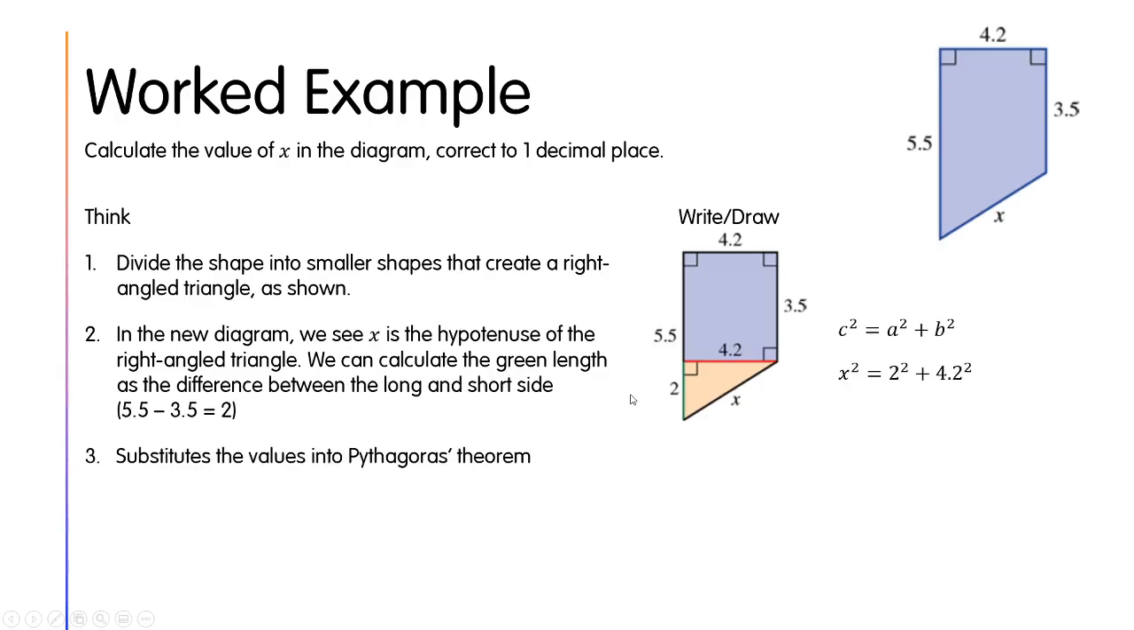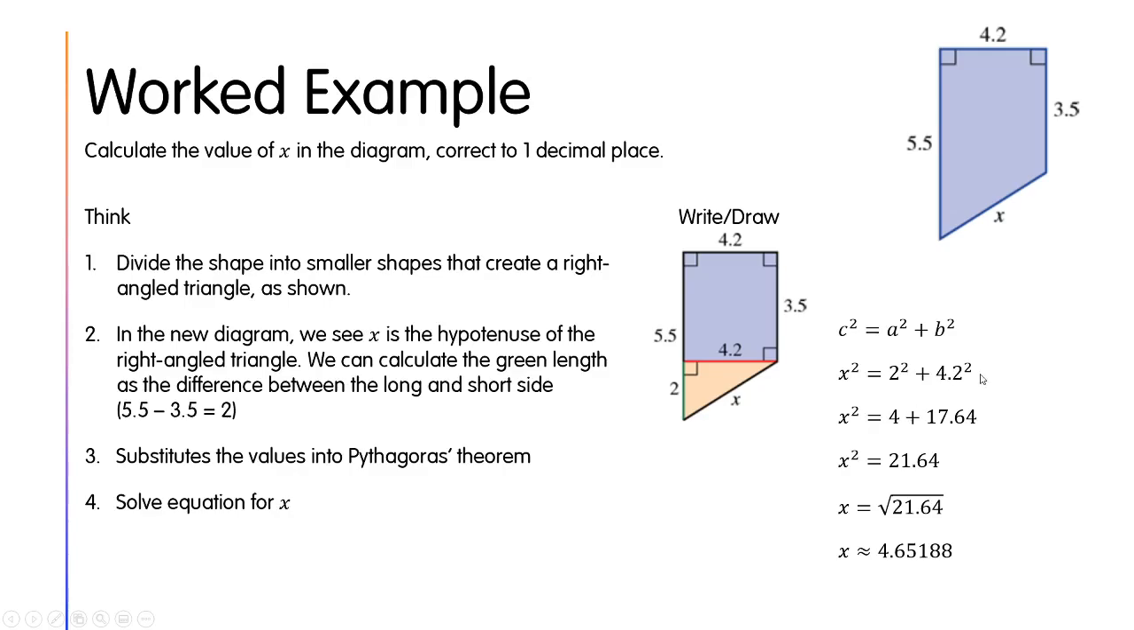Next step is I substitute in Pythagoras' theorem. So that means I've got C squared equals A squared plus B squared. And when I substitute in our x for C, our 2 here for A, and our 4.2 here for B, there's our working. Then the next step is every time I'll just go through and do one change.